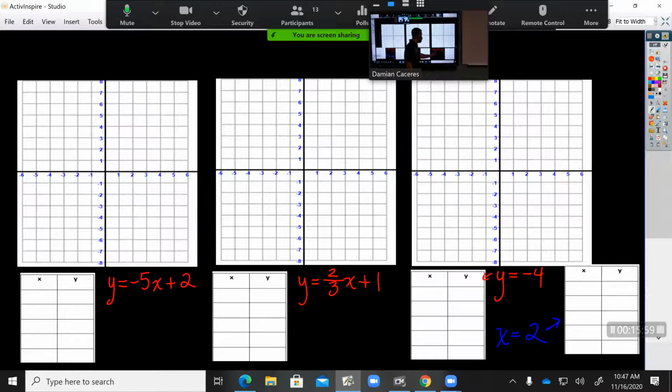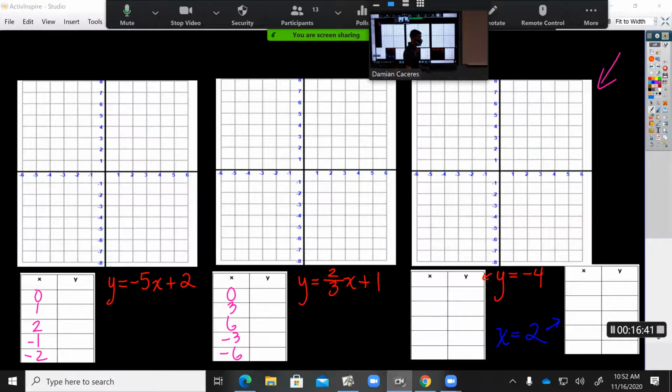So for the first one, is there a fraction here? No. That means I can use 0, 1, 2, -1, -2. Small, easy numbers to use. Is there a fraction on the second one? Yes. What's the denominator of that fraction? 3. So we're going to use 0, 3, 6, -3, -6. Now go ahead and do it. Do 1 and 2 on your own. And if you remember, do number 3 on your own. I'll give you 5 minutes for that one. Let me pause.